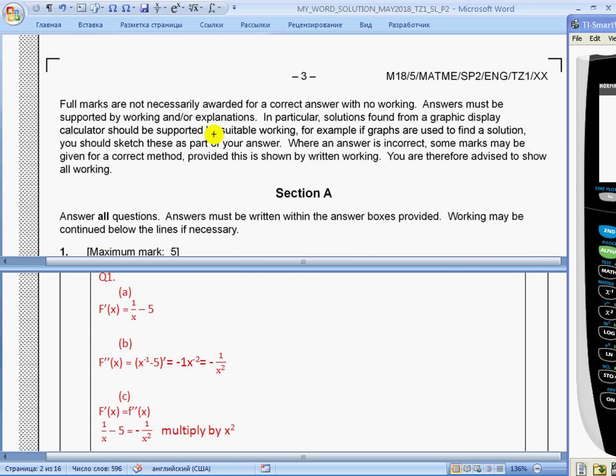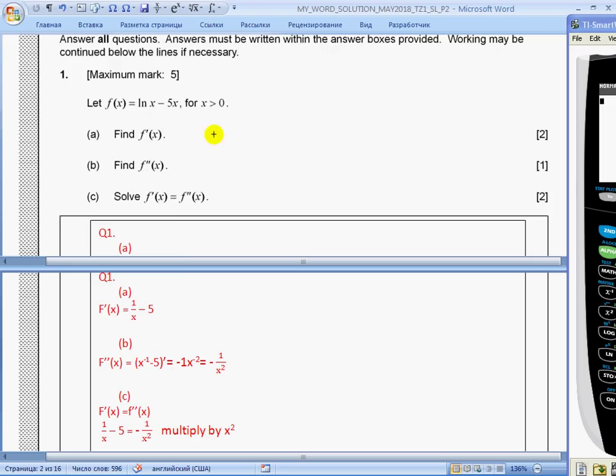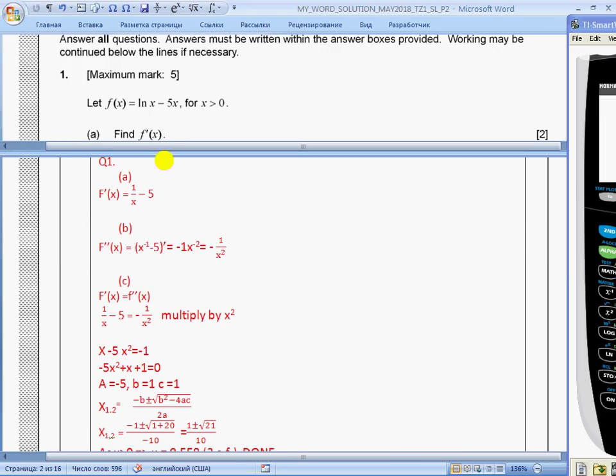Let's start. Section A, question 1. In question 1 you should find the first derivative of this function, so you use the booklet. The booklet tells you that the derivative of logarithm x is 1 over x and the derivative of minus 5x is minus 5. So this question is done.